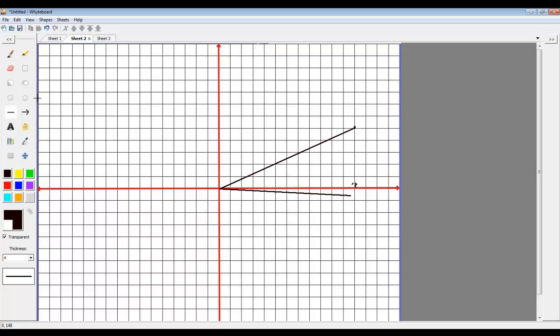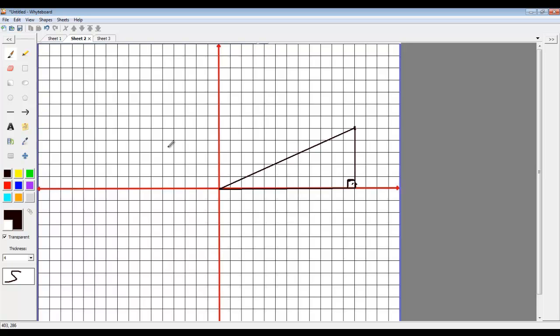I ran out of space on my writing tablet here. Let me try that again. There we go. Okay. So we have this nice little right triangle.